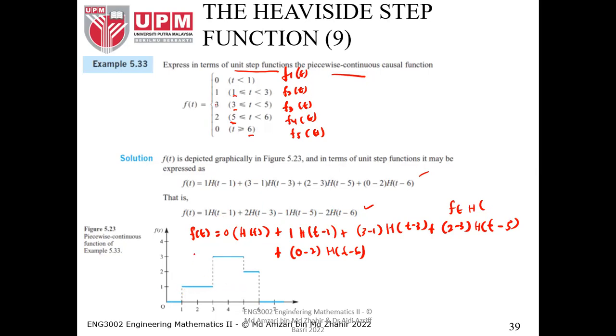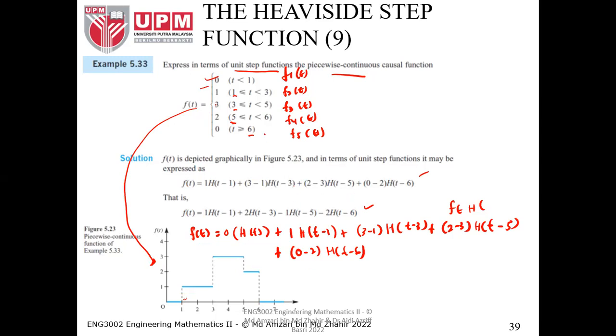3 to 5 will be 3. Okay, then 5 to 6 will be 2. This is based on the function here. Okay, 0 to 1, below 1. Then this is the original function before the step function. So 2 to 3, something like this. So this is the step function.